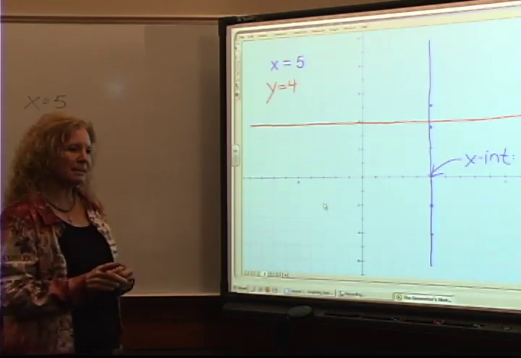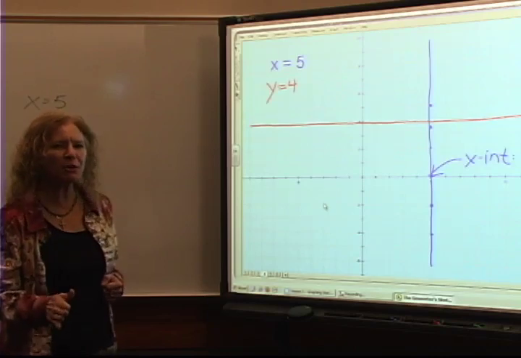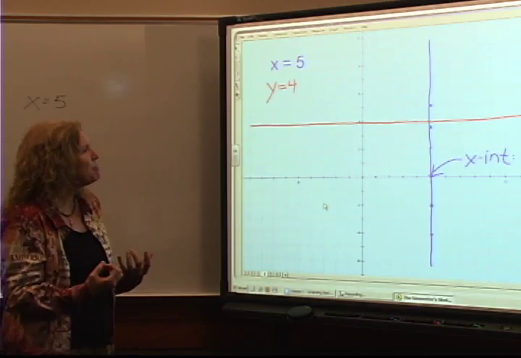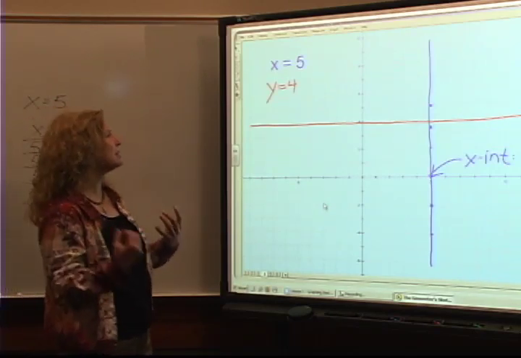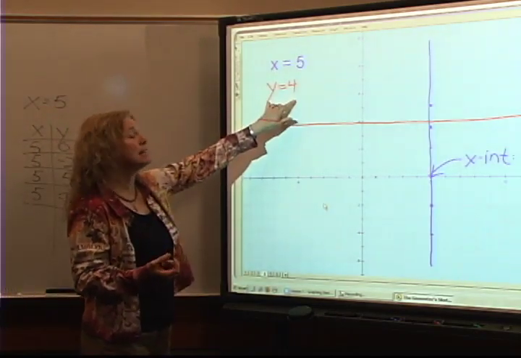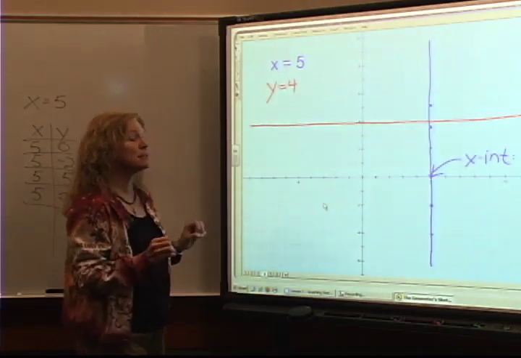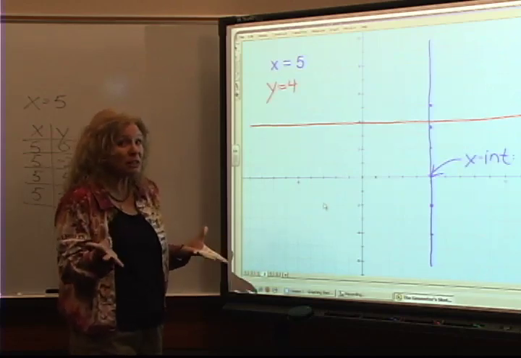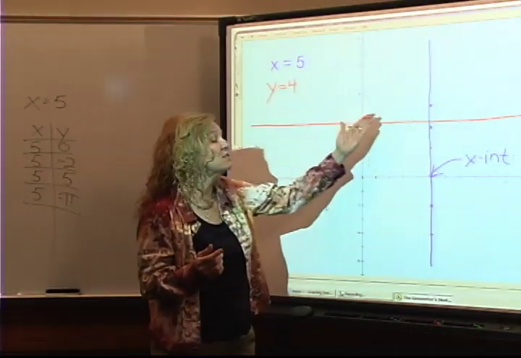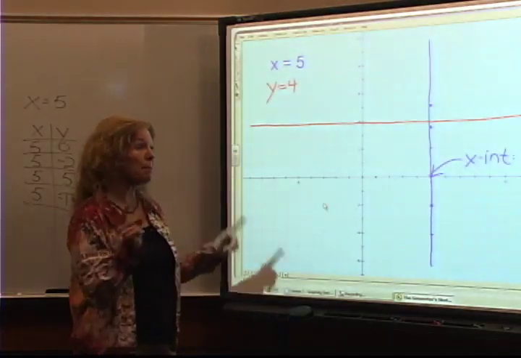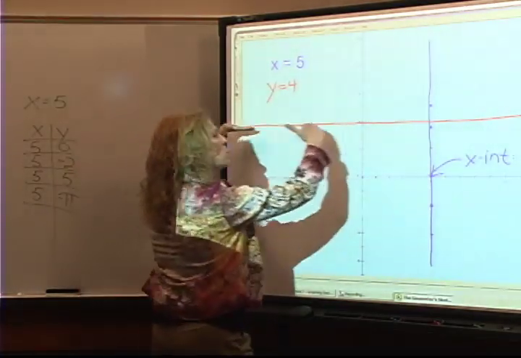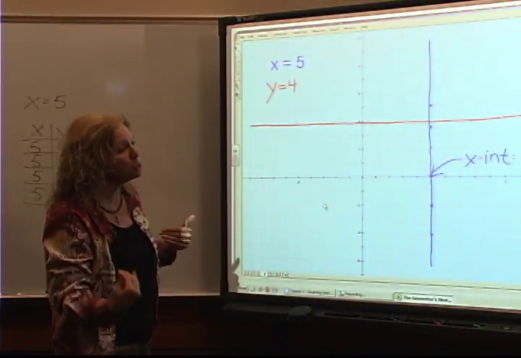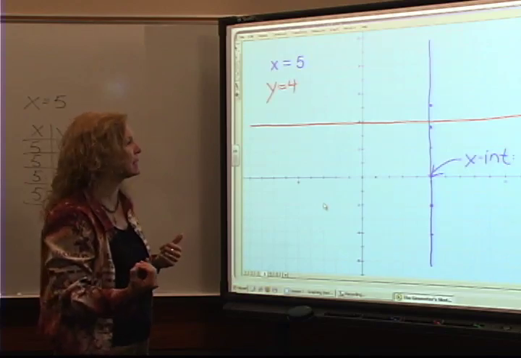Instead of memorizing, x equals a number is always vertical, y equals a number is always horizontal, take just a moment and think about what these equations mean. If I see y equals 4, that means your y coordinate is always 4. We don't care what your x coordinate is, your y coordinate is always 4. And if you just ponder that and plot just a couple of points, very quickly you've got that horizontal line. And you reasoned it out. You didn't rely on your memory being correct.